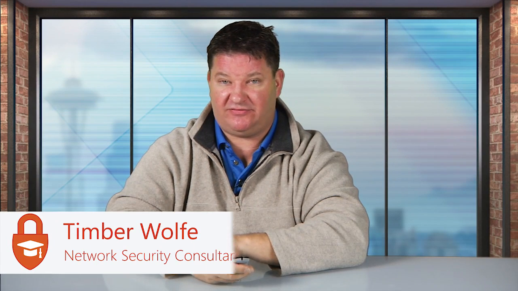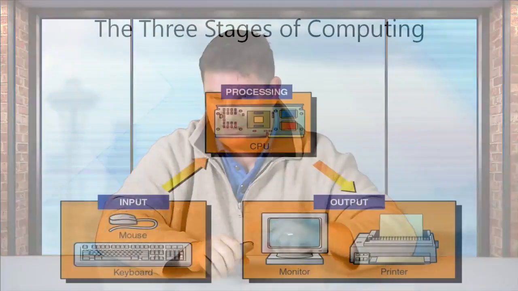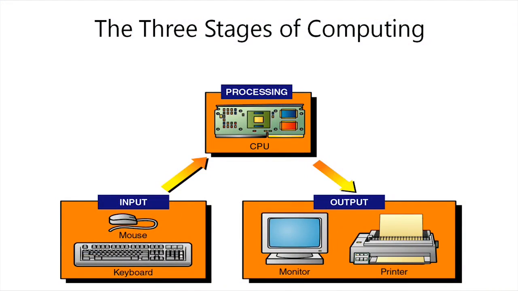The three stages of computing. So the three stages of computing are we're going to have some kind of an input, and we're going to have some kind of processing, and then we're going to have some kind of an output, whether it's to the monitor, to a file, or to a printer. So the input can come from anything. It can come from another computer, a mouse, a keyboard, or something in the environment like heat or cold or water, something like that.